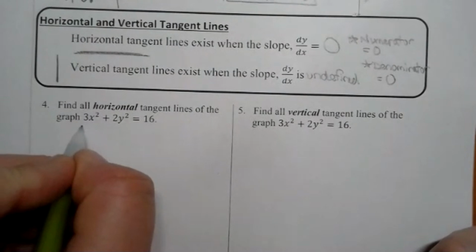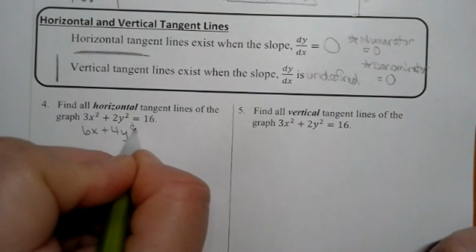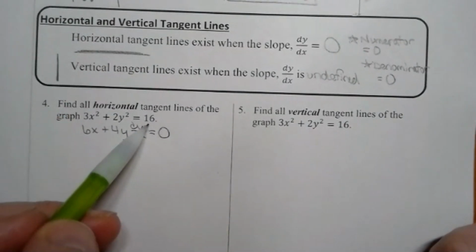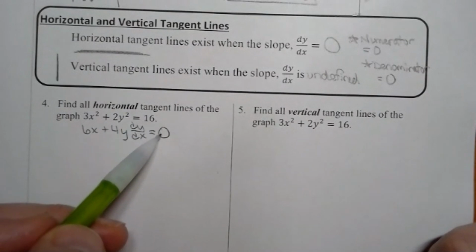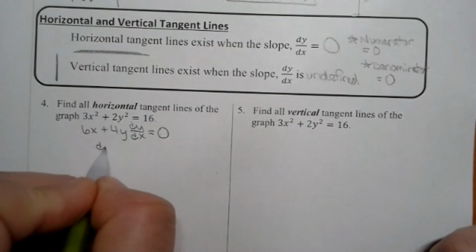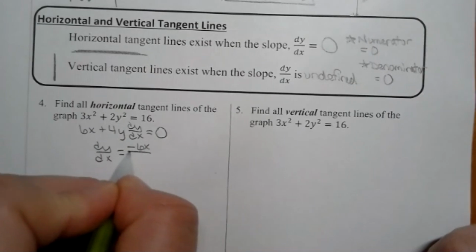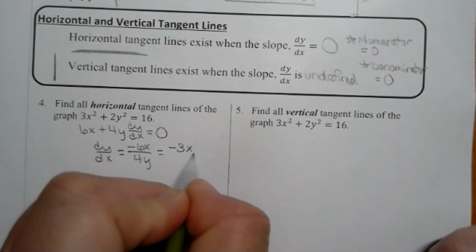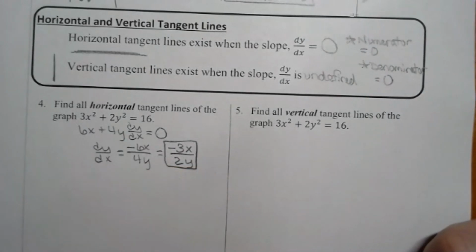So I'm going to find my derivative here, which is going to be 6x plus 4y dy/dx equals 0. That's a huge mistake people make. When there's just a constant with an implicit problem, so many times they just write the constant, but its derivative is 0. So then dy/dx is equal to negative 6x over 4y. I'll divide that by 2. It'll give me negative 3x over 2y. So there's my slope of the function.